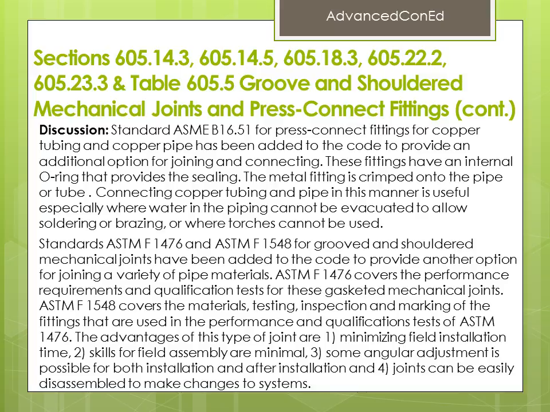Standards ASTM F1476 and ASTM F1548 for grooved and shouldered mechanical joints have been added to the code to provide another option for joining a variety of pipe materials. ASTM F1476 covers the performance requirements and qualification tests for these gasketed mechanical joints. ASTM F1548 covers the materials, testing, inspection, and marking of the fittings that are used in the performance and qualification tests of ASTM F1476. The advantages of this type of joint are: 1. Minimizing field installation time. 2. Skills for field assembly are minimal. 3. Some angular adjustment is possible for both installation and after installation. And 4. Joints can be easily disassembled to make changes to the system.